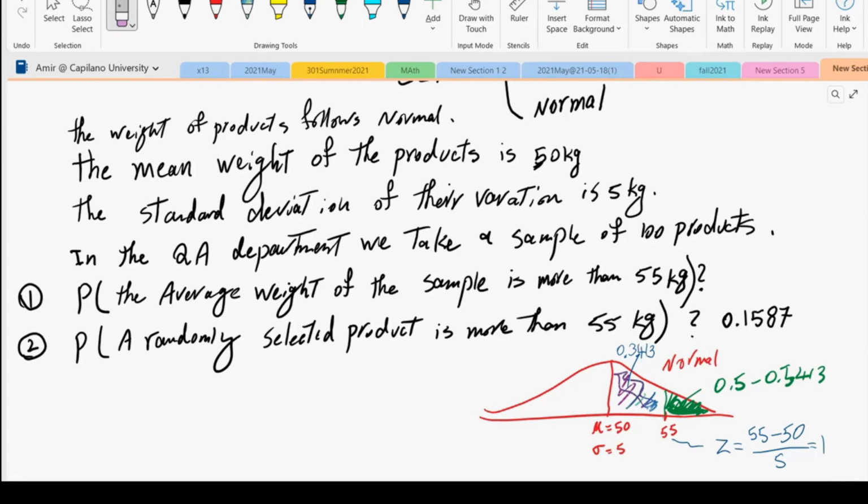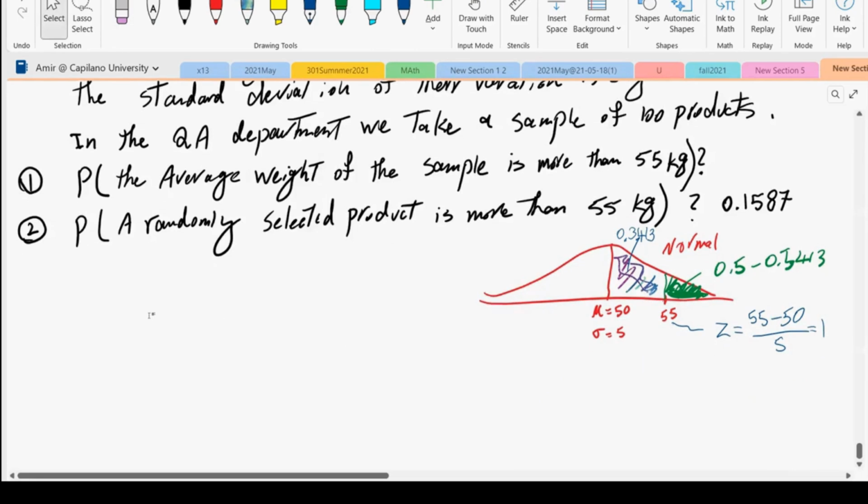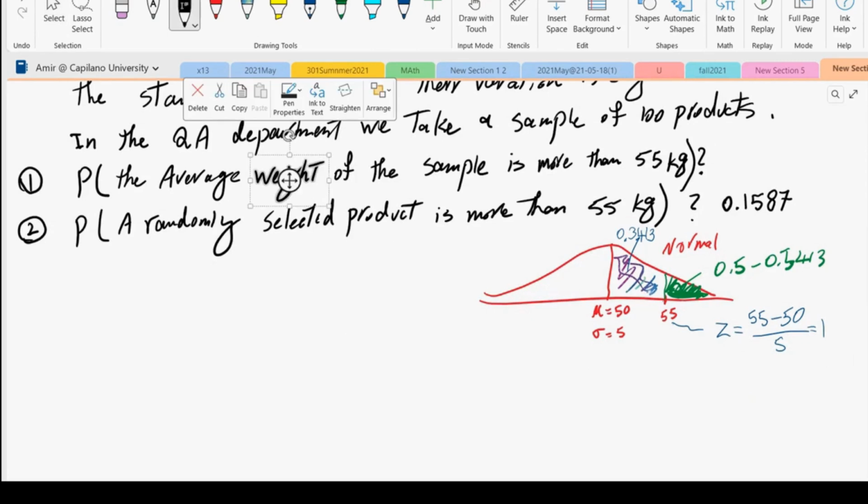Any other questions? So the chance that a product is more than 55 is near 16%, right? But the first question, what is the first question asking? I will give you the circles in the exam. You have to annotate the circles and the normal curve.